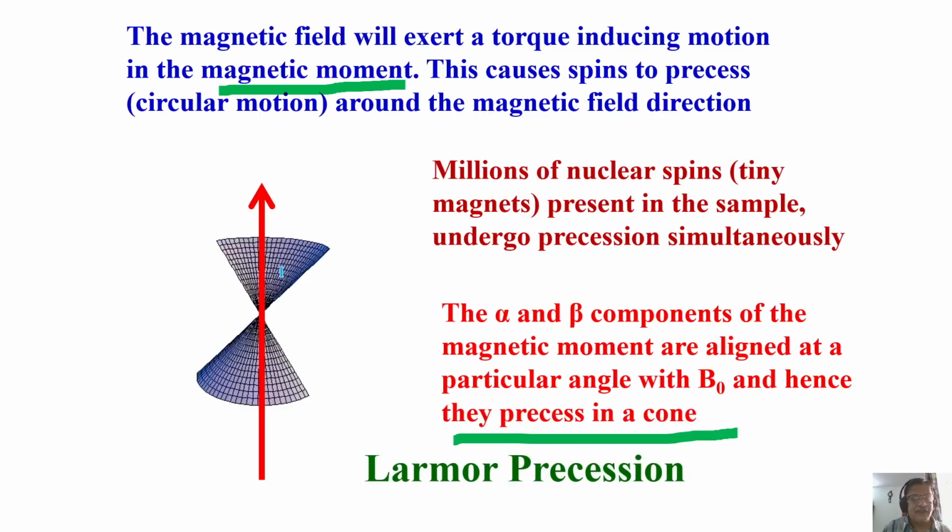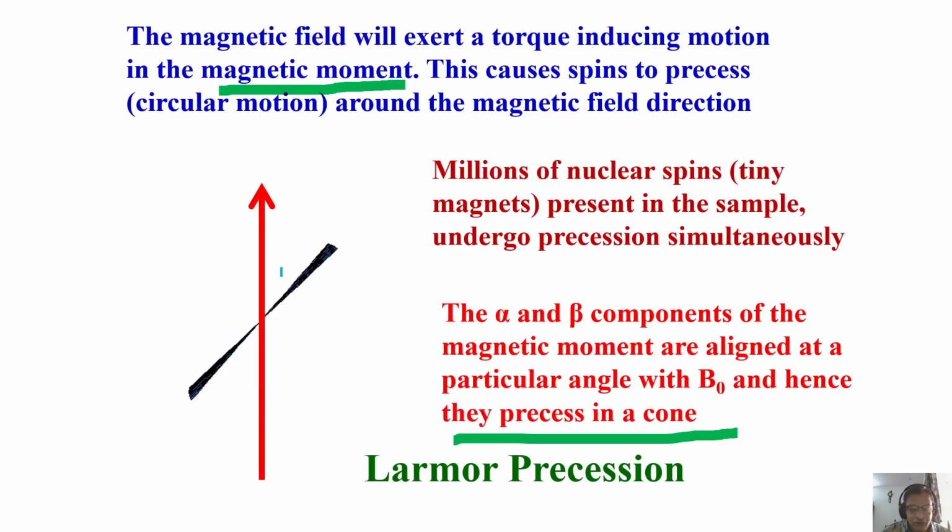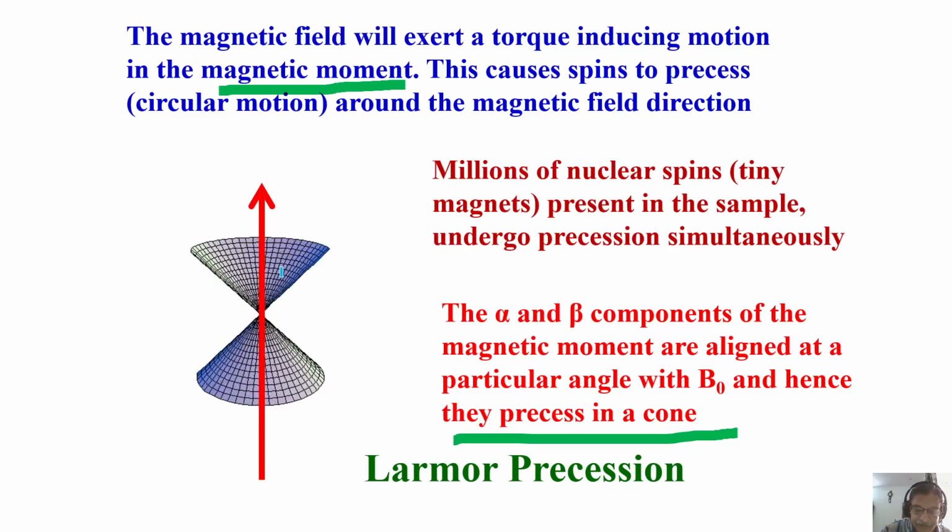Now you may ask me a question. They are precessing at some speed. What is this precessional frequency? How fast is it precessing? If I say torque is exerted by the field on the spins and they start precessing like this, what is its speed? What is the frequency of precession? I must calculate it. That is called the Larmor frequency. I'll calculate that in the next class and show you the Larmor precession frequency.